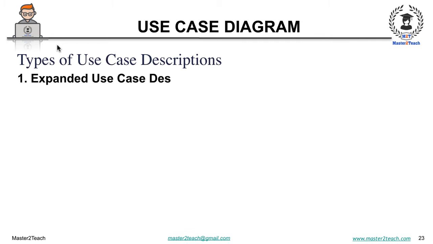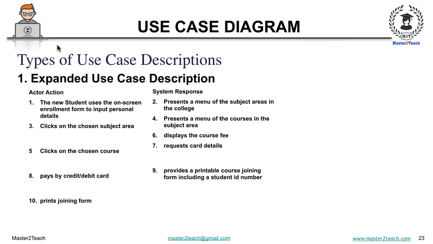Another type of use case description is the expanded use case description. In the expanded use case description, we write the interaction between the actor and the system, and how the use case is going to be performed. It is in the expanded use case description that we write each step that takes place while executing that use case. For example, the enroll use case. In the enroll use case, the actor and the system are going to perform like this. In this way, we write each and every step involved in the expanded use case description.